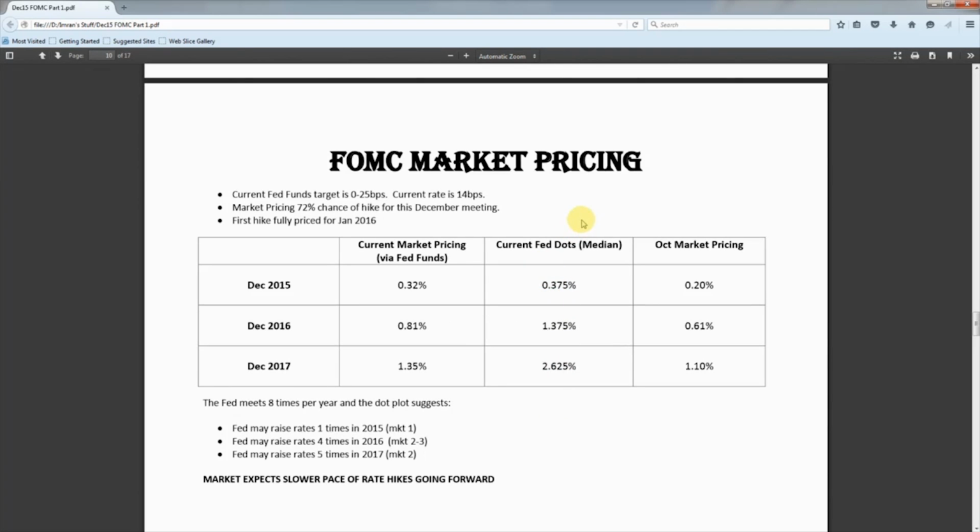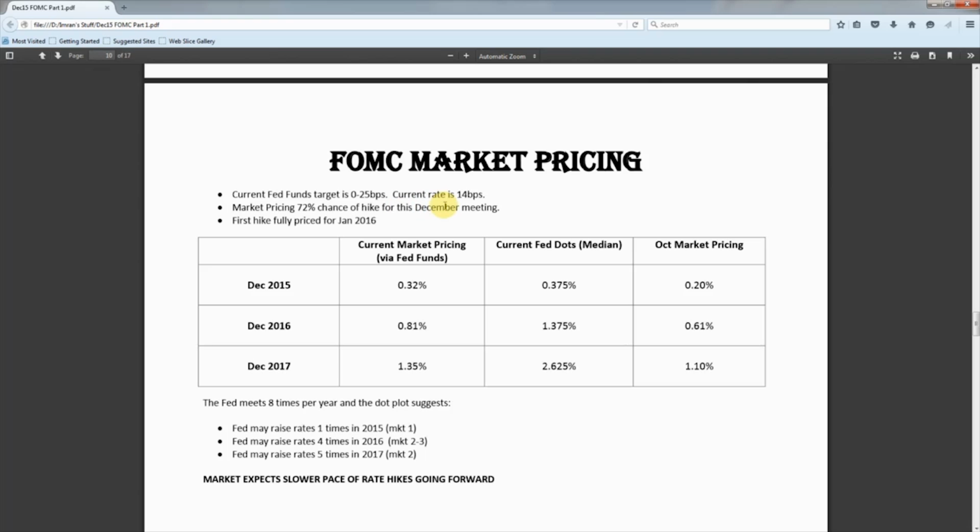Okay, so market pricing. The current Fed funds target rate is 0 to 25 basis points, with the current rate actually being at 14 basis points. Now, it's generally in a band. Typically, in the last few months, the rate has fixed between 12 to 14 basis points, even though the band is 25 basis points wide. In terms of what the market's pricing, it's a 72% chance of a hike for this December meeting. Now, depending on what you read, you'll get different numbers. So when I say 72%, I'm saying 72% chance of a 25 basis point hike.